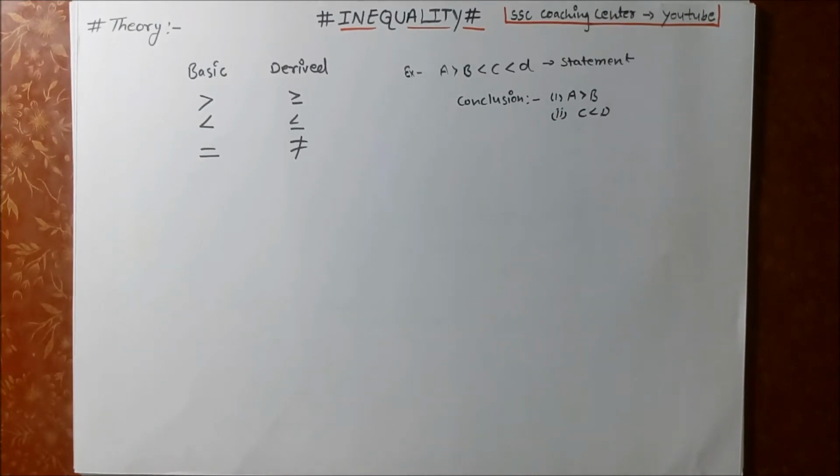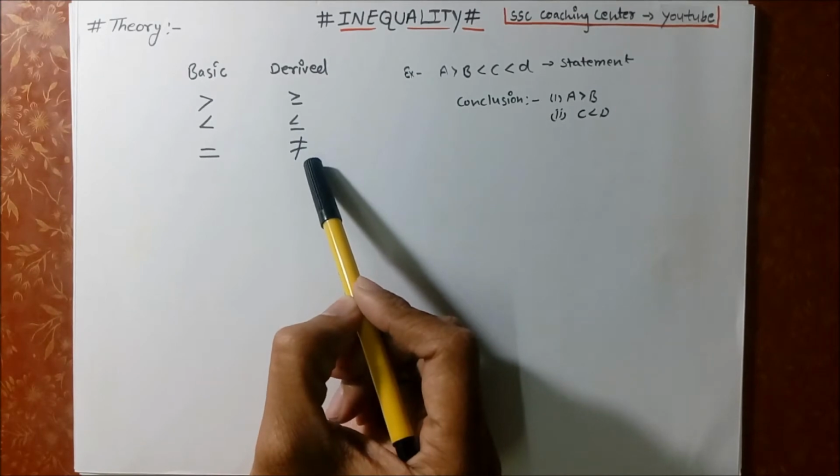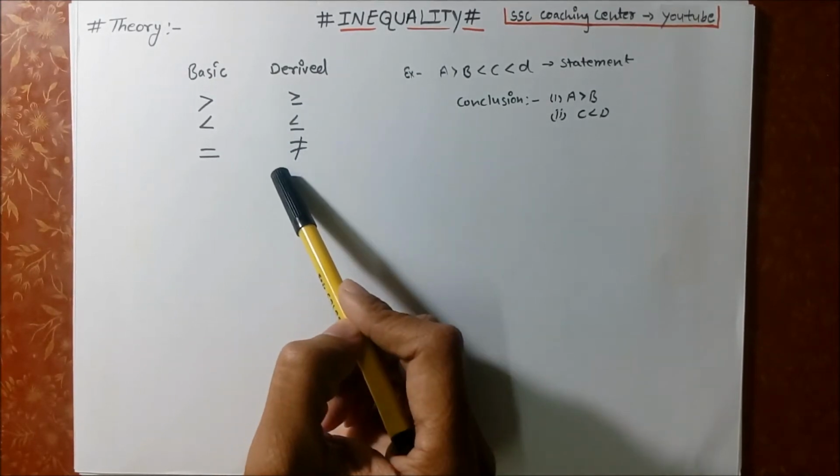Okay, so for the theory part of inequality, there is no such type of theory in this, just some basic signs, right? My first basic signs are three, right? These three signs are greater than, less than, and equal to signs. And we have three derived signs also, like greater than or equal to, less than or equal to, and not equal to, right? These three signs are basics and these three signs are derived signs because they are derived from the basic signs, right?